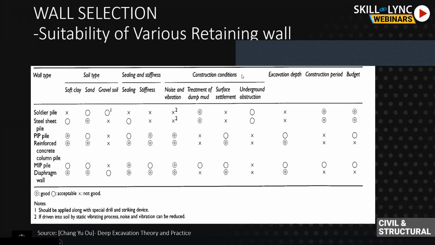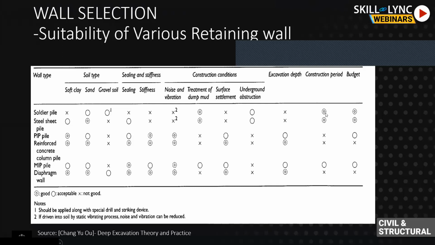These are not good for excavating to greater depth. Again, the soldier pile wall is not good to retain water, that is, sealing. Now, for gravelly soil and for soft clay, soldier pile wall is not good. If you see steel sheet pile wall, then it is good. I mean, they can be used for soft clays. Sealing is very good, as I told earlier.